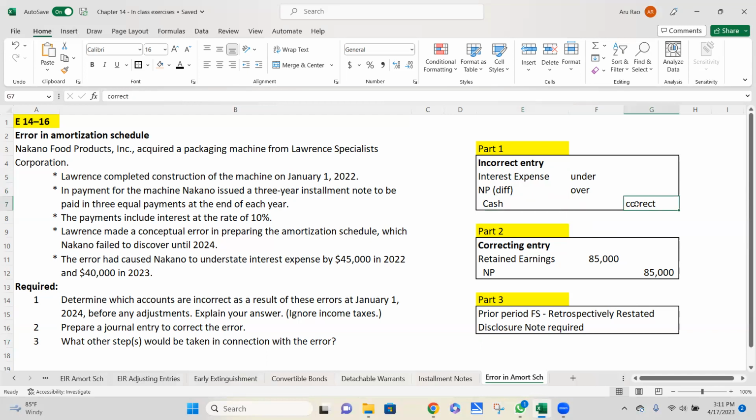Cash is the installment payment that was done correctly. I understated expense, therefore I overstated how much I'm decreasing the liability in my books in this journal entry. By doing that, I overstated my retained earnings and understated the liability. So I have to correct that by now decreasing my retained earnings, that's equity, and increasing my liability.